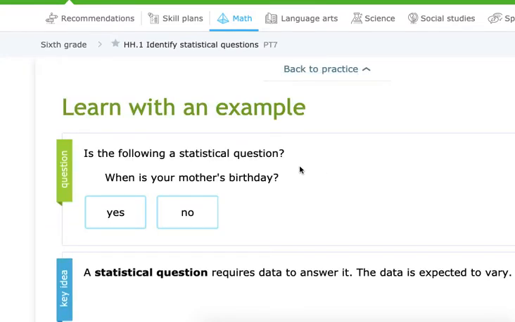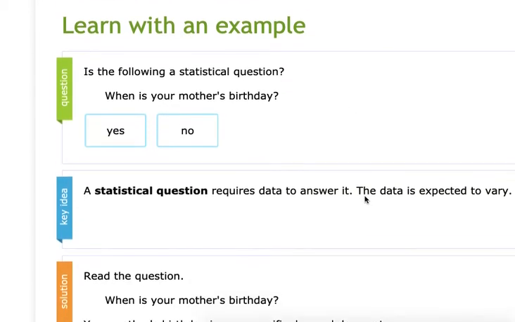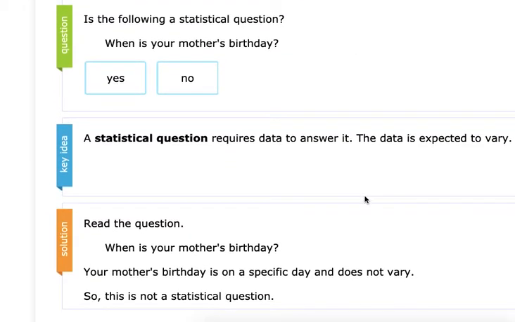Okay. The example they give us is the following: is this a statistical question? What is your mother's birthday? So if we look at that, they give us the definition of what a statistical question is. A statistical question requires data to answer it. The data is expected to vary.